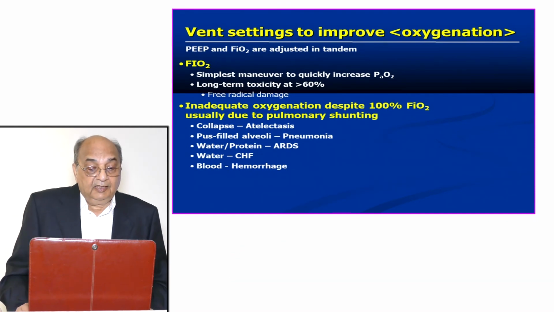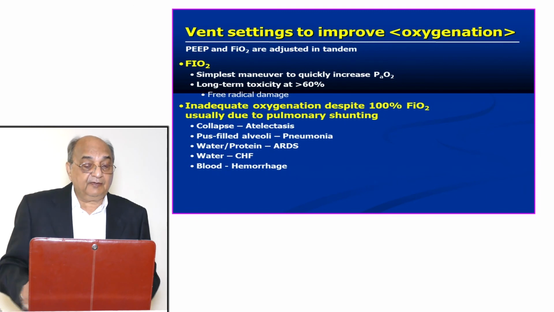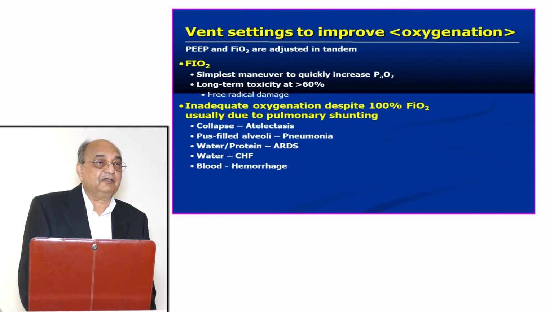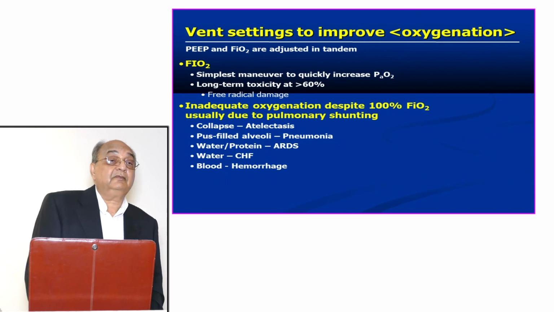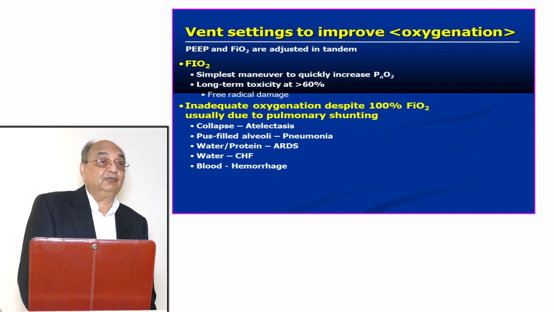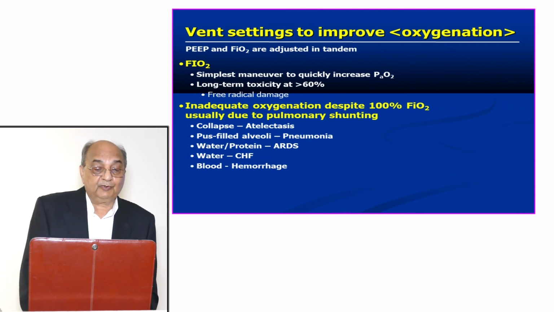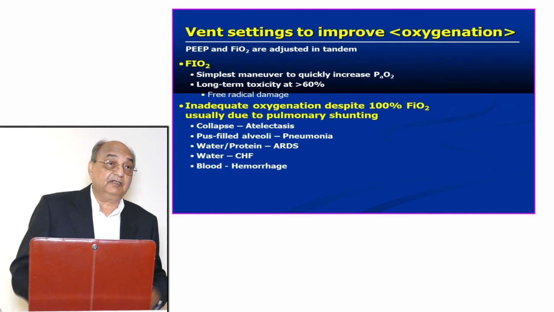So, inadequate oxygenation in spite of giving 100% oxygen is usually due to pulmonary shunting. Then you look at the shunting, that is how much blood is coming into the lung but is not coming in contact with the oxygen. So it means there is some defect in the ventilation perfusion ratio. So that we have to look at. It happens when there is atelectasis.